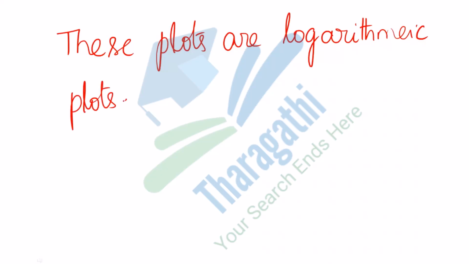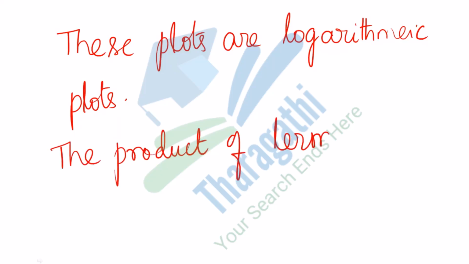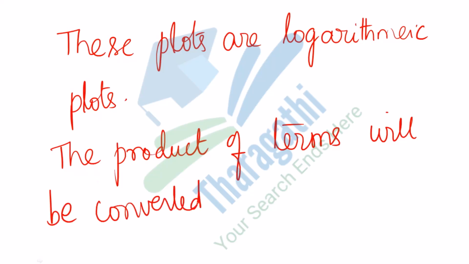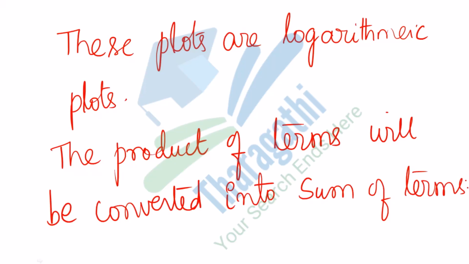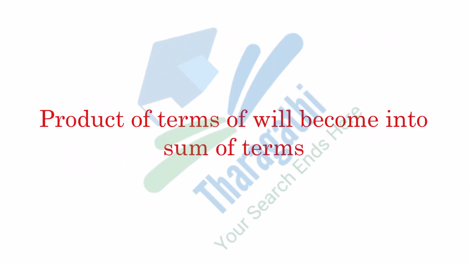Before going into the Bode plot, note that Bode plots are drawn for sinusoidal transfer functions, and these plots are logarithmic plots. The advantage is that we take the logarithm of the magnitude of a transfer function, and when applying a logarithm to a product, in the logarithmic form the product becomes a sum. It means the product of terms will be converted into a sum of terms. Let us see how.